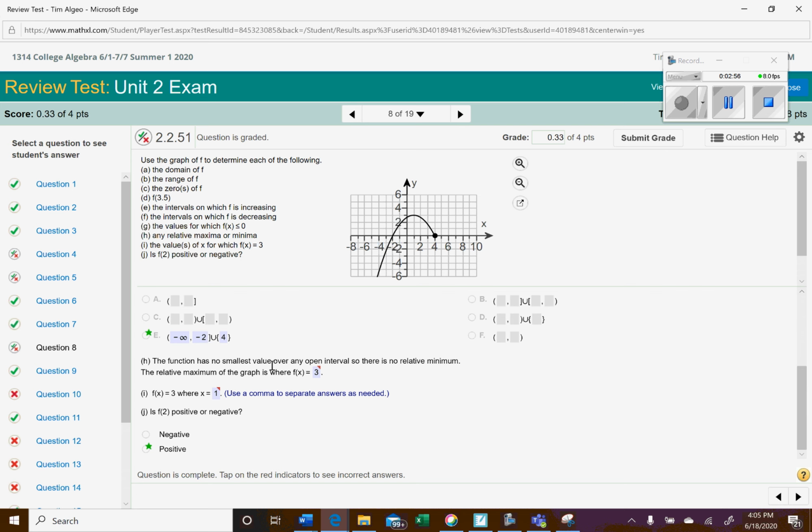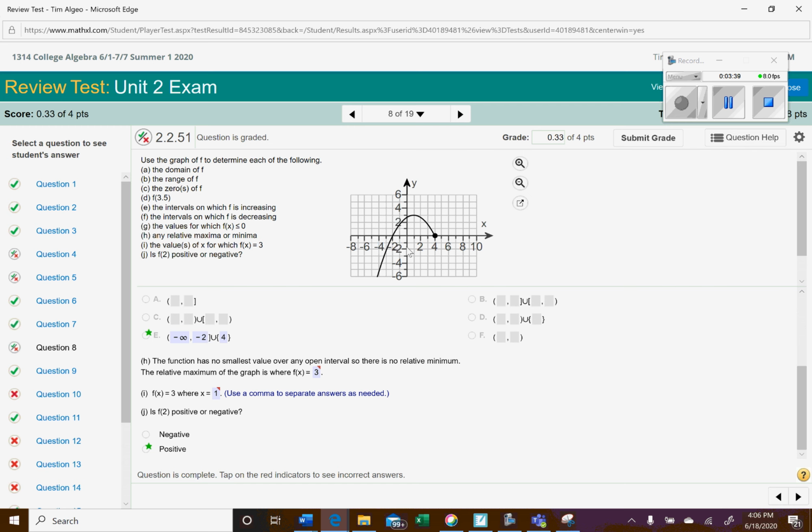Let's see, we don't have a smallest value, but we have a maximum value, and that's going to be at 3 right there. So they're referring to the highest y value. There isn't a lowest y value because it goes down indefinitely to negative infinity, but it peaks at 3 right there. So that's where they get that maximum value. And then it says f of x equals 3 where x equals. So they're basically telling you y equals 3 where x is 1. The highest y value is 3, and that occurs when x equals 1. That's what this part is asking you for.